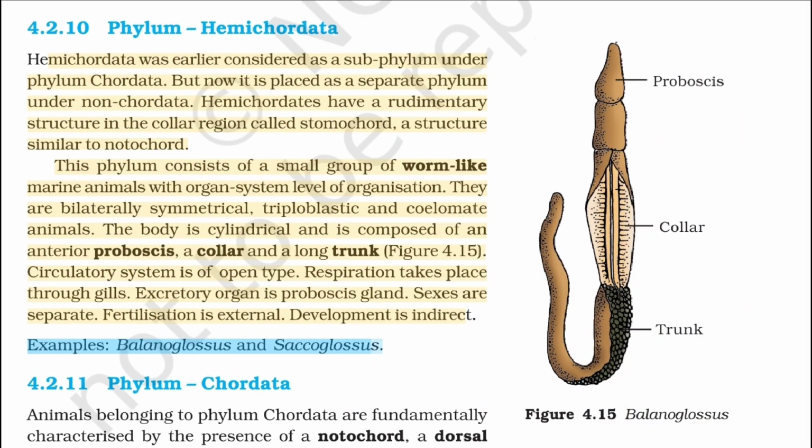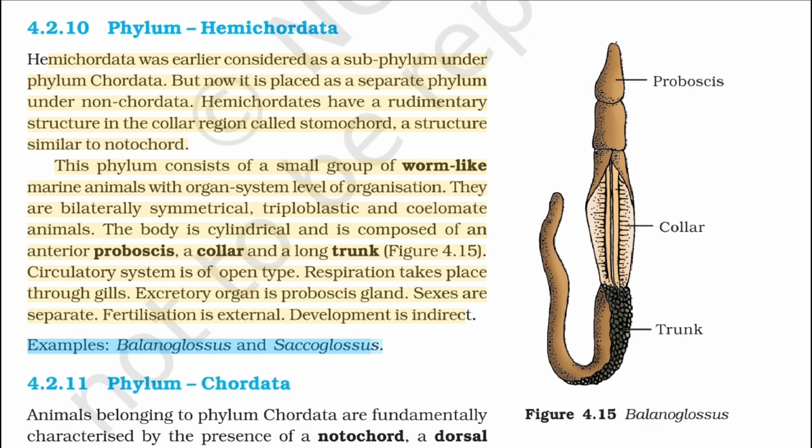4.2.10. Phylum Hemichordata. Hemichordata was earlier considered as a subphylum under phylum Chordata. But now it is placed as a separate phylum under Nonchordata. Hemichordates have a rudimentary structure in the collar region called stomochord, a structure similar to notochord. This phylum consists of a small group of worm-like marine animals with organ system level of organization. They are bilaterally symmetrical, triploblastic and coelomate animals. The body is cylindrical and is composed of an anterior proboscis, a collar and a long trunk, figure 4.15.